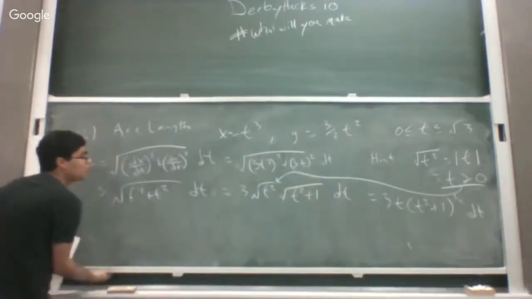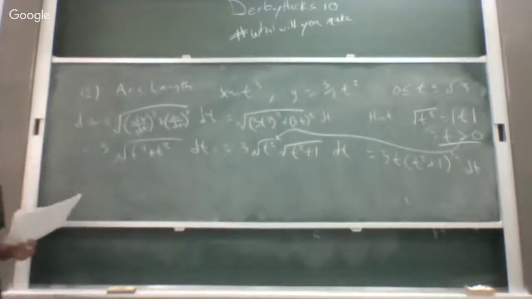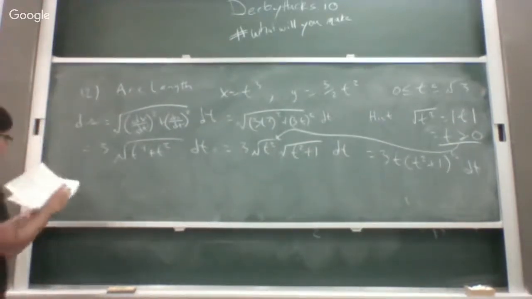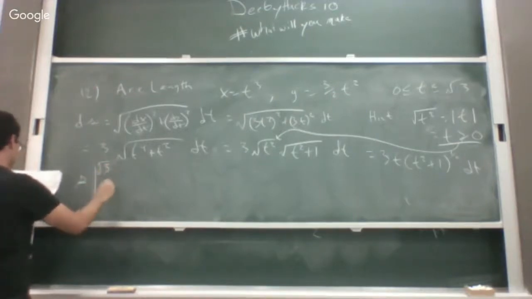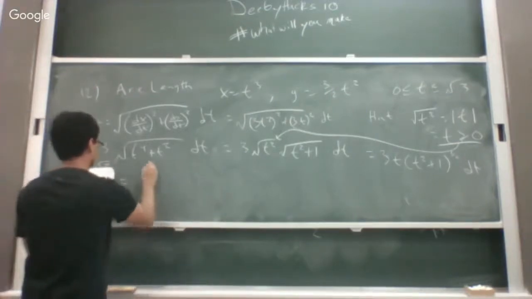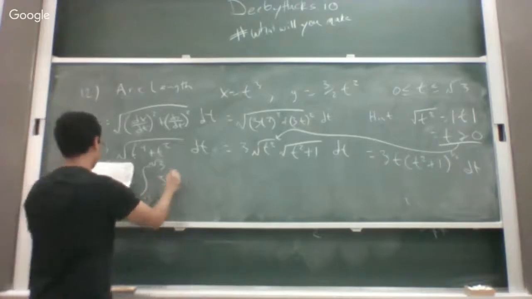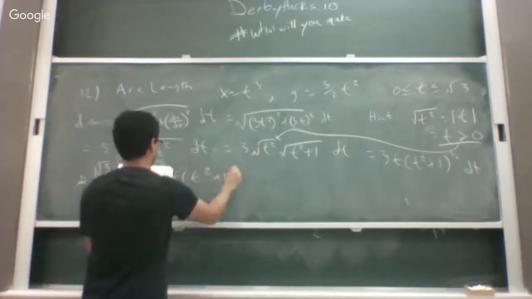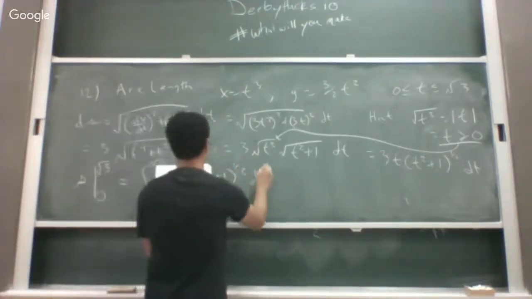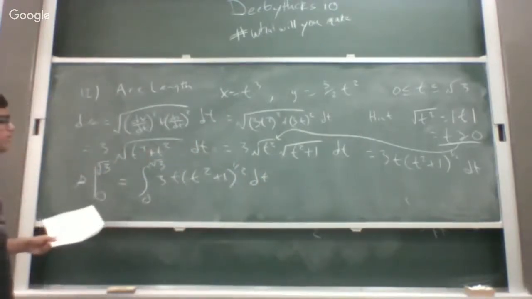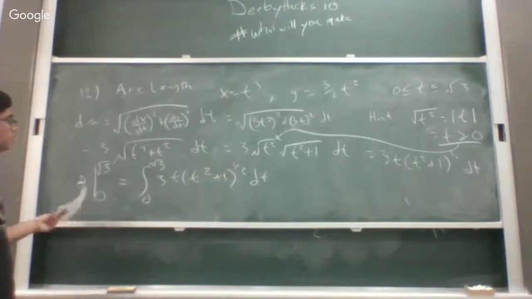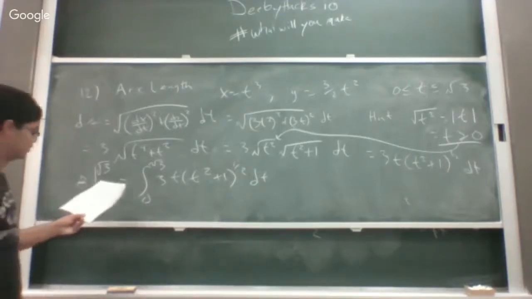Cool? Yeah? So then s going from 0 to the square root of 3 is equal to the integral from 0 to the square root of 3 of 3t times t squared plus 1 to the 1/2 power dt, because it's the integral of ds.